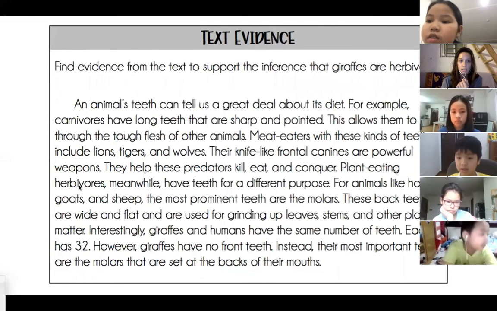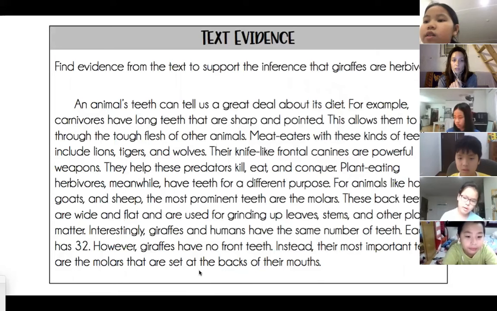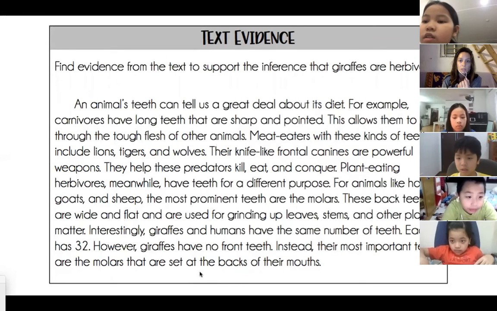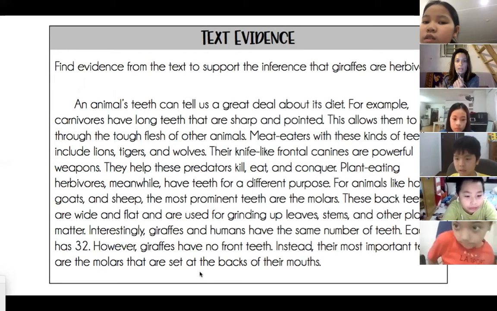An animal's teeth can tell us a great deal about its diet. For example, carnivores have long teeth that are sharp and pointed. This allows them to tear through tough flesh of other animals. Meat eaters with these kinds of teeth include lions, tigers, and wolves. Their knife-like frontal canines are powerful weapons. They help these predators kill, eat, and conquer.